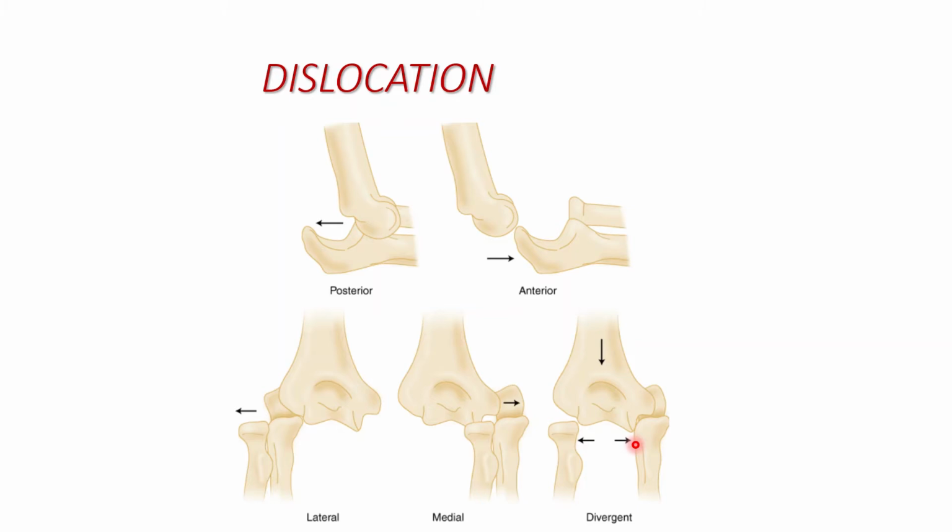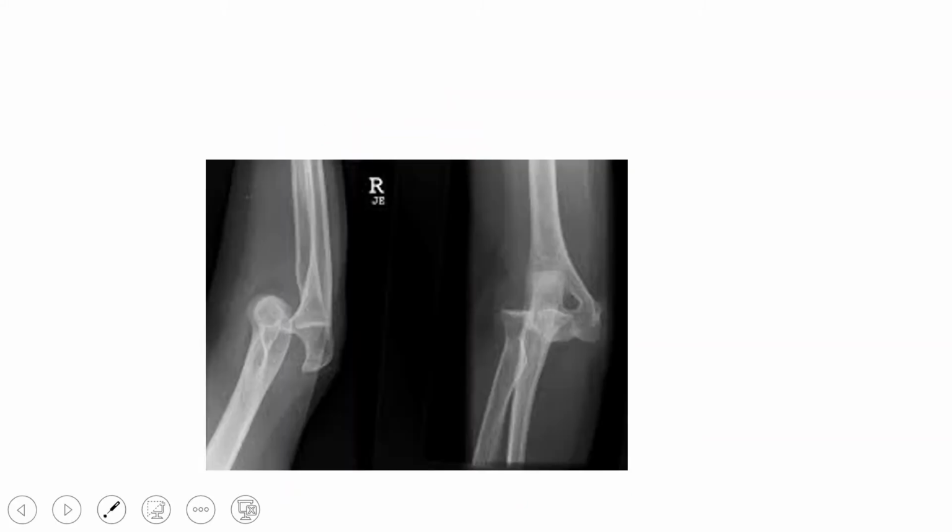In case of dislocation, the normal triangular relationship between the two humeral epicondyles and the olecranon process is usually lost. This is the X-ray picture showing the dislocation, where we can make out the posterior dislocation as well as the lateral dislocation over here.